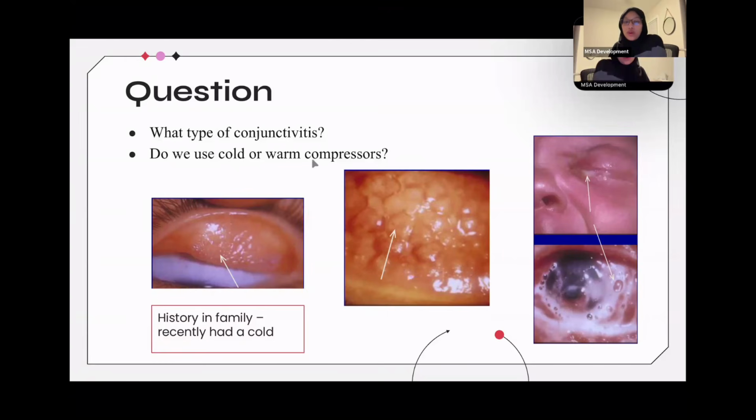Do we use cold or warm compresses? We use cold for viral and allergic because it's not as severe. Warm, we use for bacterial, blepharitis, sty, anything that is bacterial. These two are not bacteria, so cold.